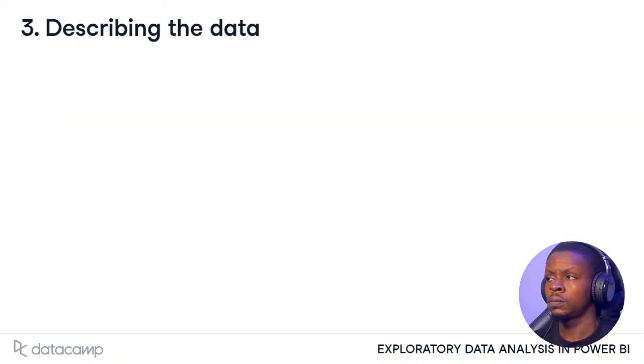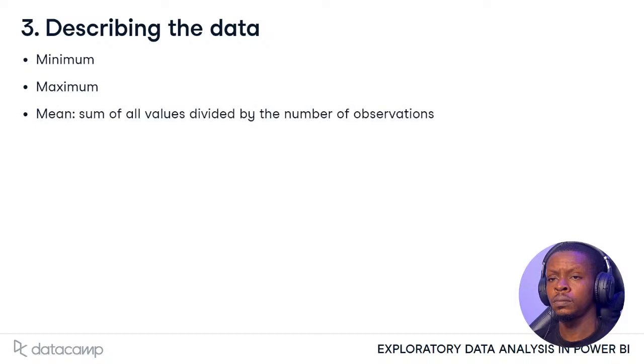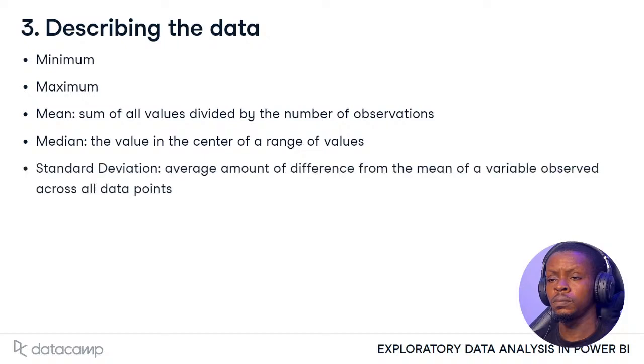Next is to describe the distribution of variables with descriptive statistics. Minimum and maximum are the lowest and largest values, respectively. Mean is the sum of all values divided by the number of observations. Median is the value in the center of a range of values. Standard deviation is the average amount of difference from the mean of a variable observed across all data points. We will dive deeper into this statistic in the next lesson.